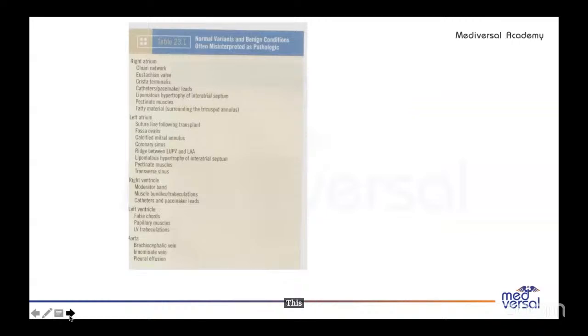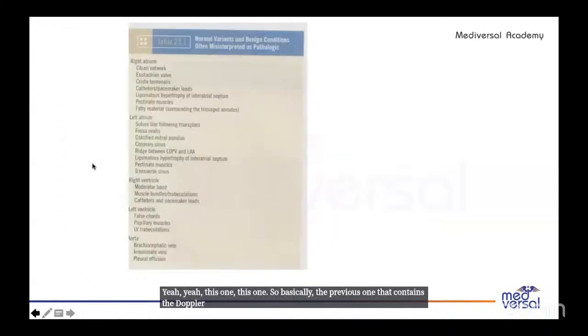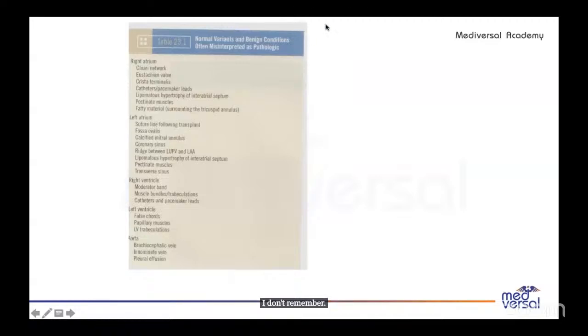Yeah, this one. So basically, the previous one, the continuous wave Doppler and the other Dopplers, the aliasing effect we did in the last class. So basically, the echocardiography views, you should know how to make it, as we told you.